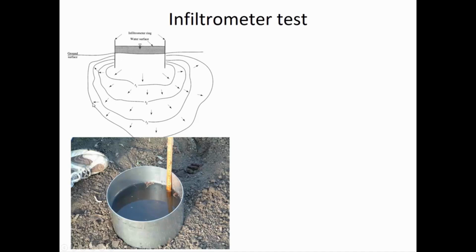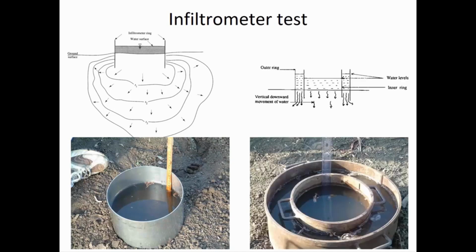And so that doesn't give us the best idea of what would happen during a rainfall event, because in a rainfall event, water would be spread evenly over the entire surface. So water wouldn't be going out sideways when it's raining. Water would only be going downward as it rains. So this single ring infiltrometer is not the best for estimating how the soil would actually absorb water.